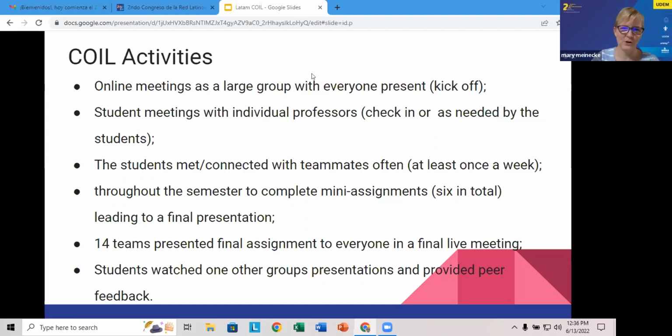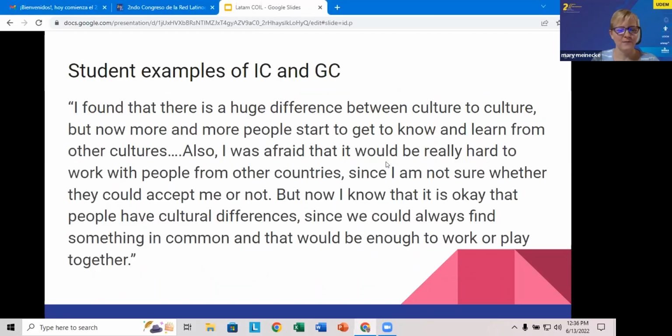Thank you, Professor Jones. You did a great job on that part. Now, let's move on and share with you a student example of how they developed their intercultural competence and their global citizenship. This is a qualitative example, and later on we have also quantitative examples.